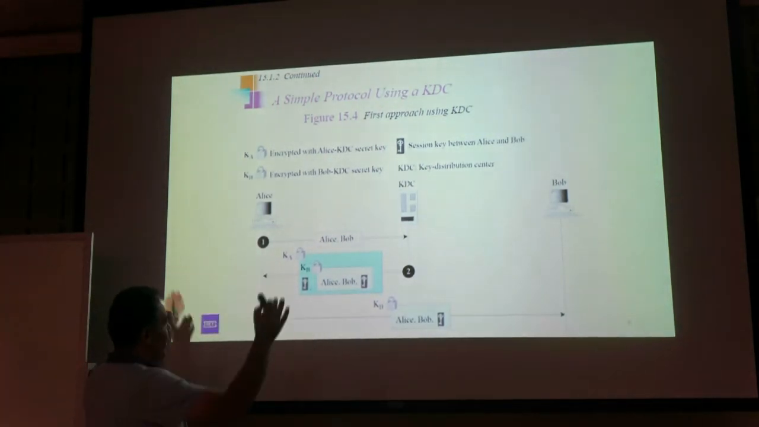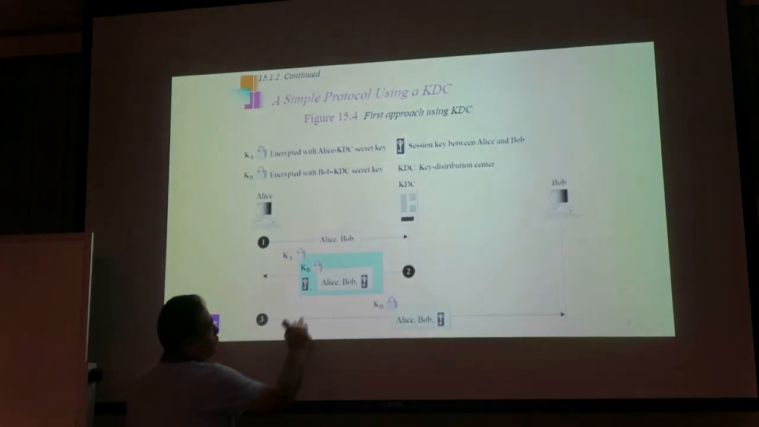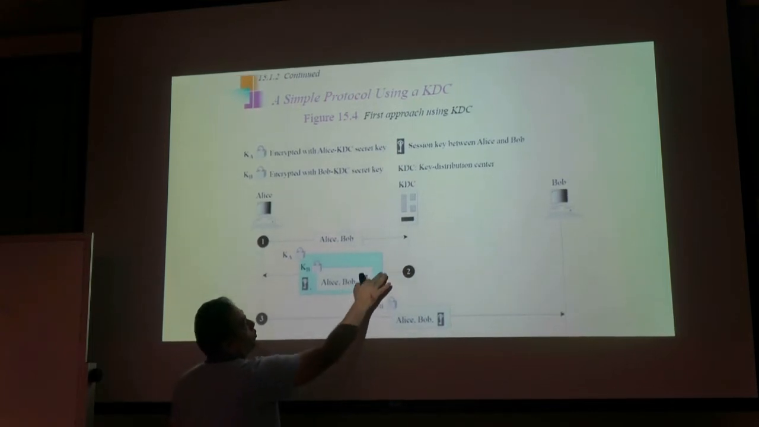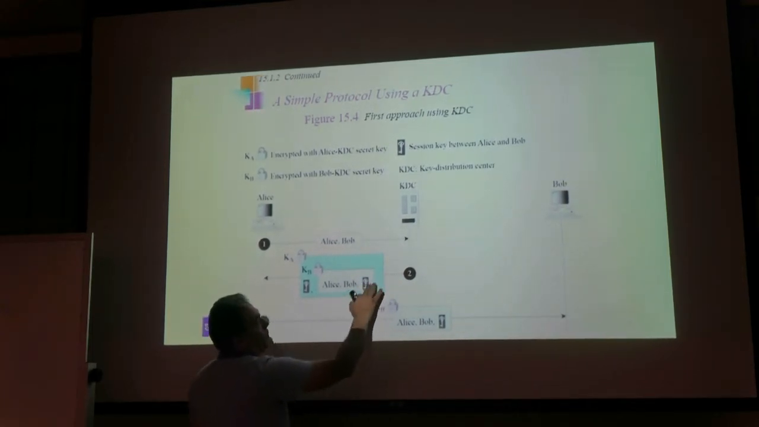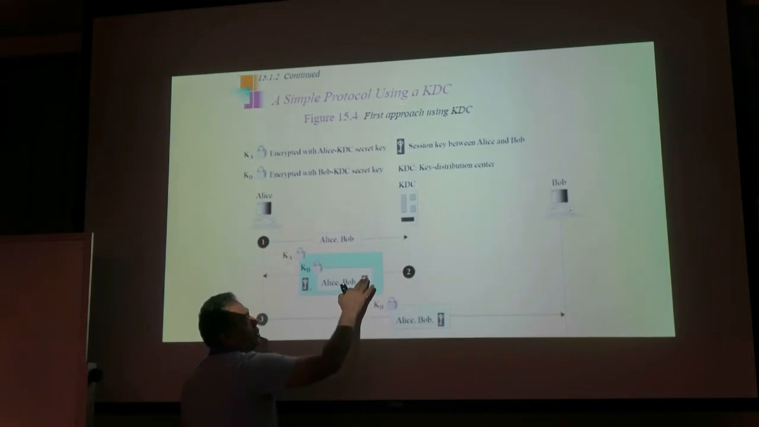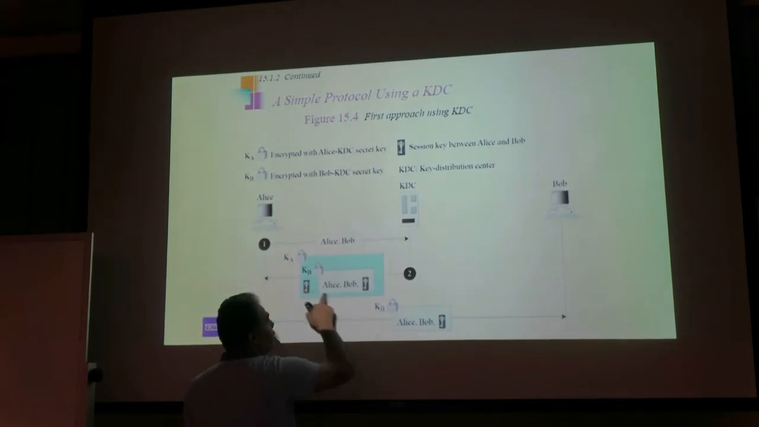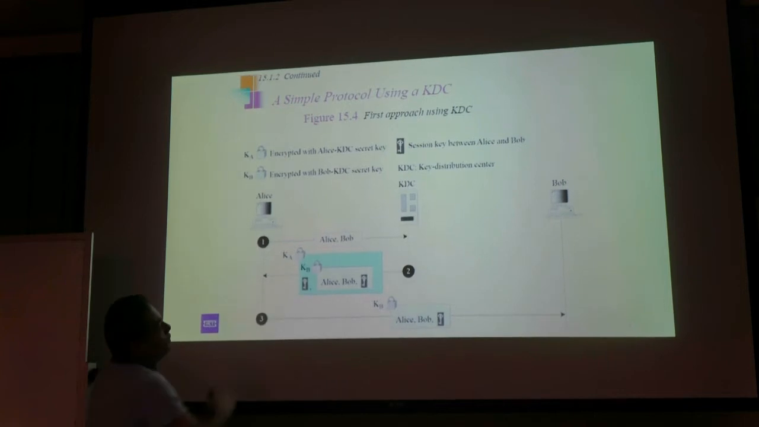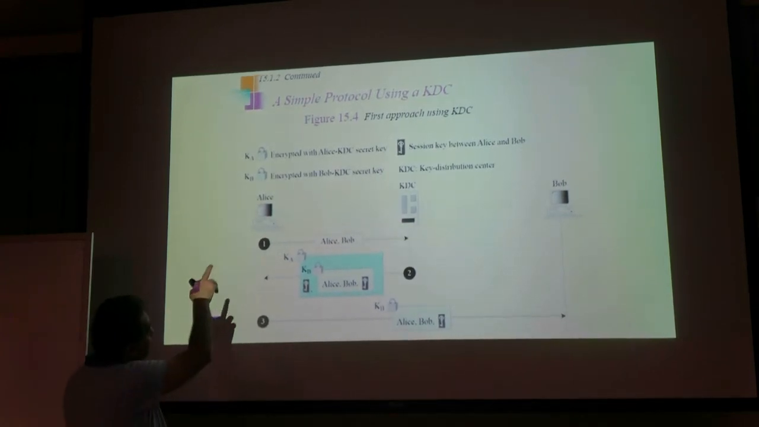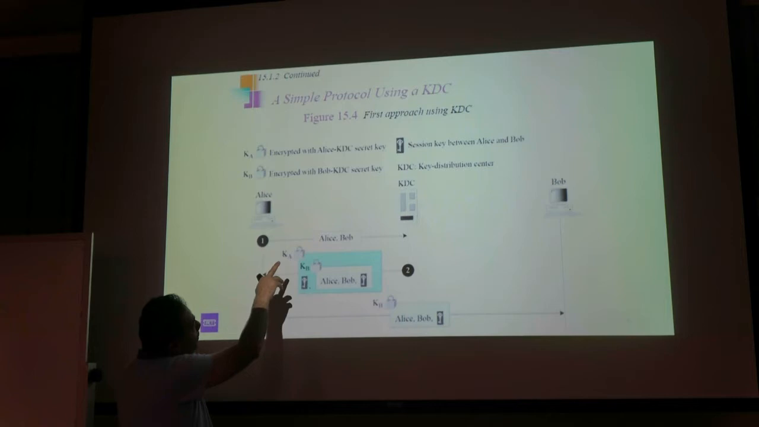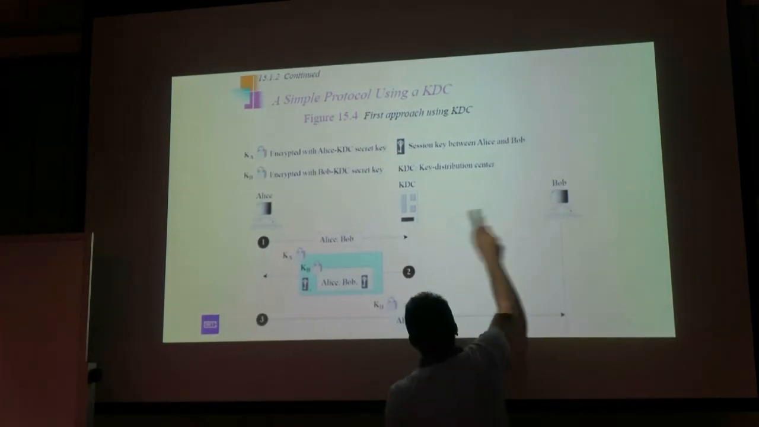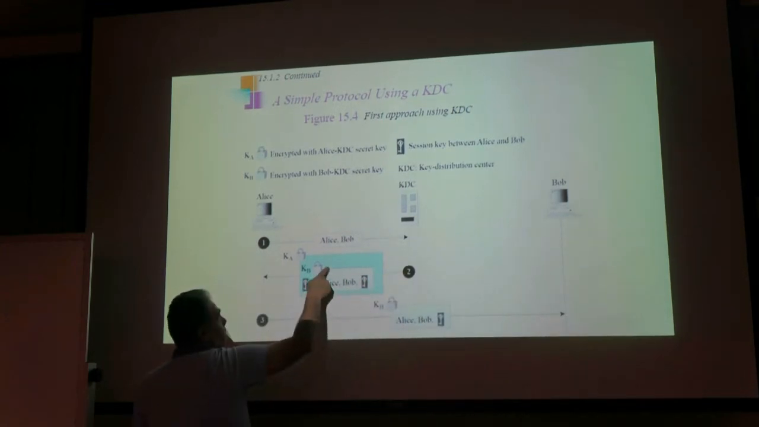So what does it do? It will build a package. The package contains Alice and Bob, alright, with what? With the session key between Alice and Bob. So who generates this key? The KDC. And for security, it will be encrypted with KB. What is KB? KB is Bob's KDC secret key, a secret key between here and here. It will be encrypted together, right?